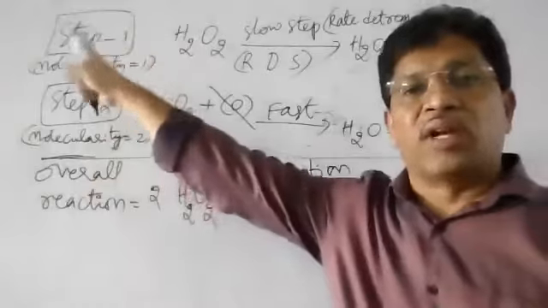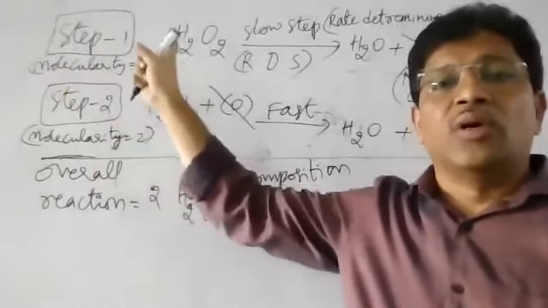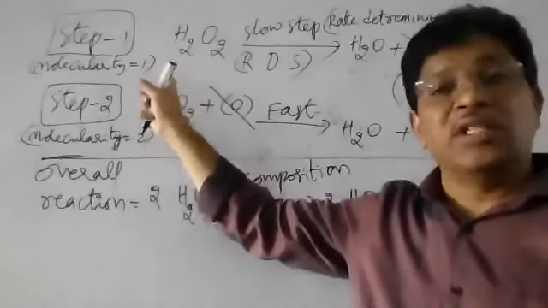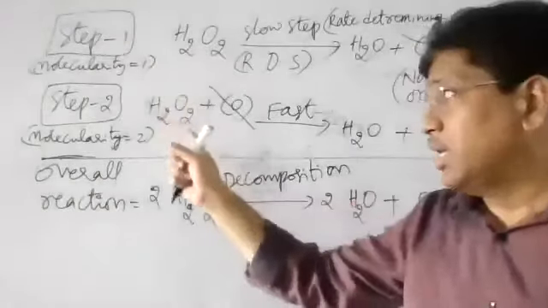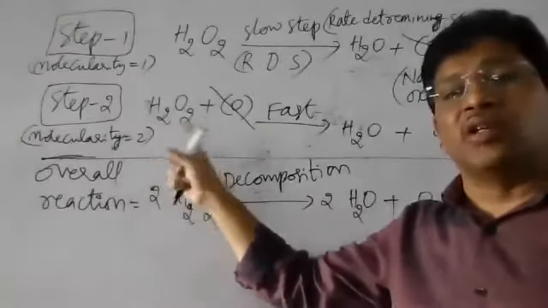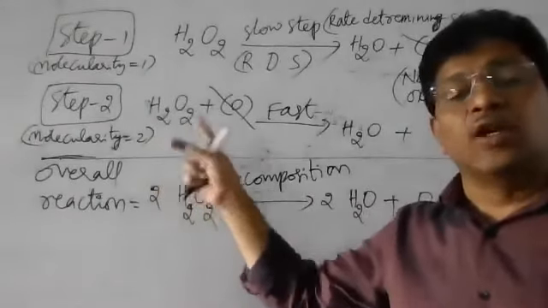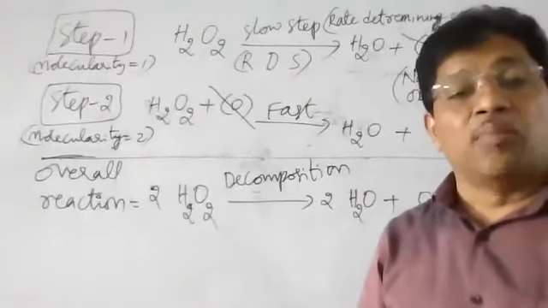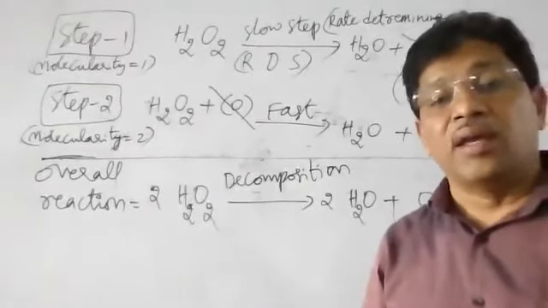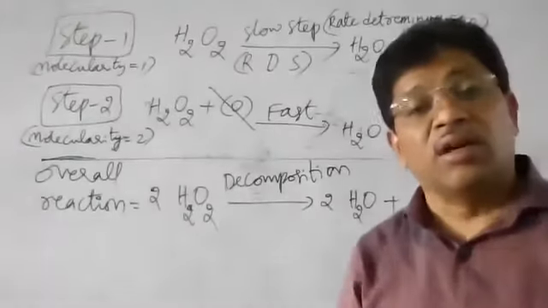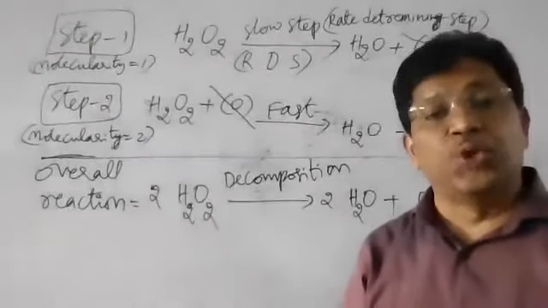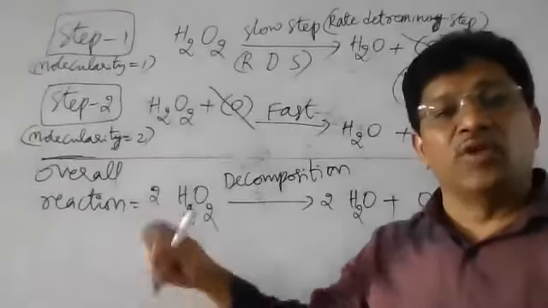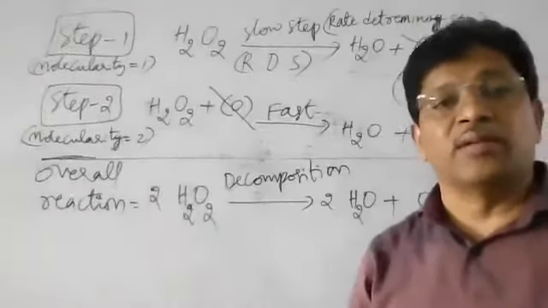In first step, one reacting molecule is there. So molecularity 1. That is a unimolecular step. First one is what? Unimolecular step. In second step, how many reacting species are there? 2 there. That's why what is the nature of second reaction here? Bimolecular reaction. Bimolecular reaction is nothing but the reaction with molecularity 2. And for overall reaction or complex reaction, we don't write molecularity. That one keep in mind.